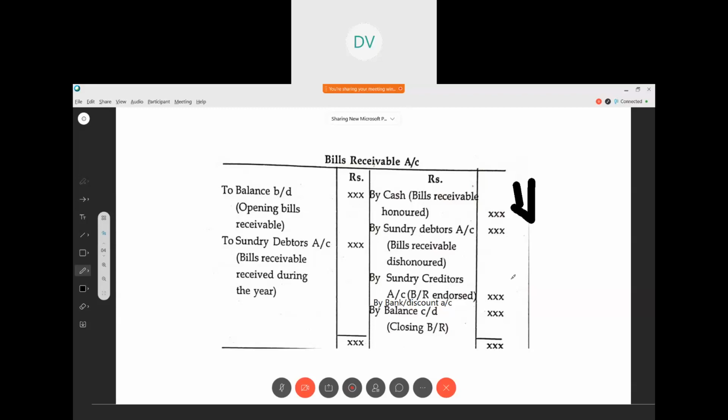Sundry creditors, the bills are endorsed. Bills are going out, right? So again it will come down. Then you can add this one also, by bank or discount account. This is when the bill gets discounted. So the bill is going to the bank, right? So the total bill will come down. And the closing balance.